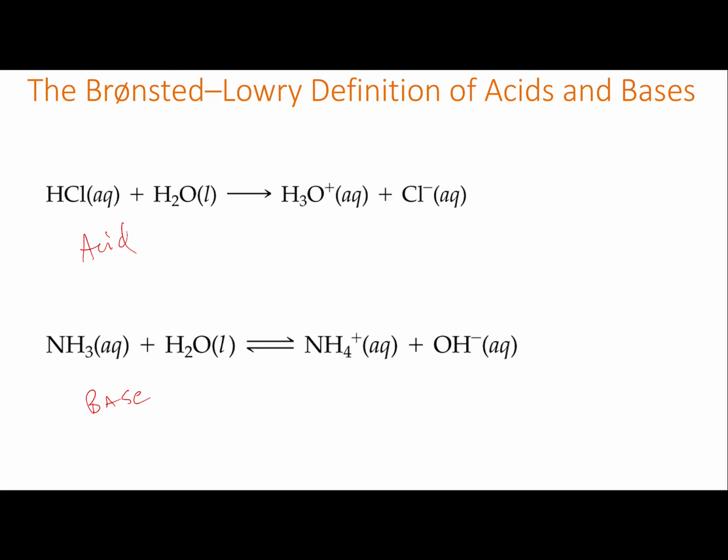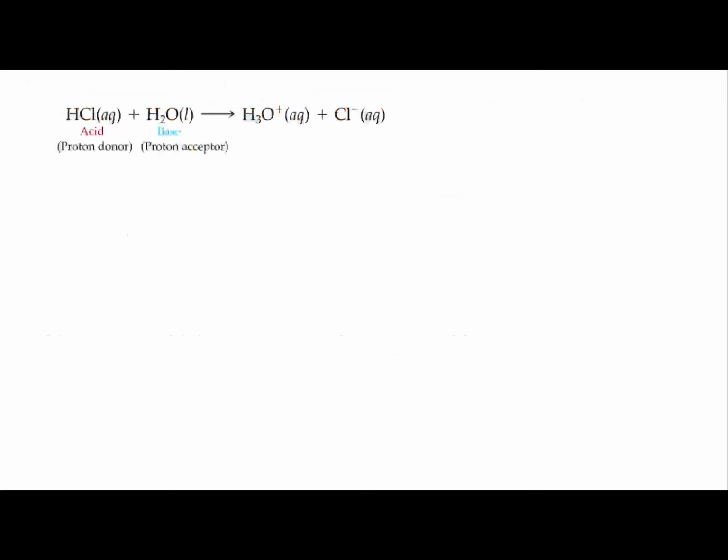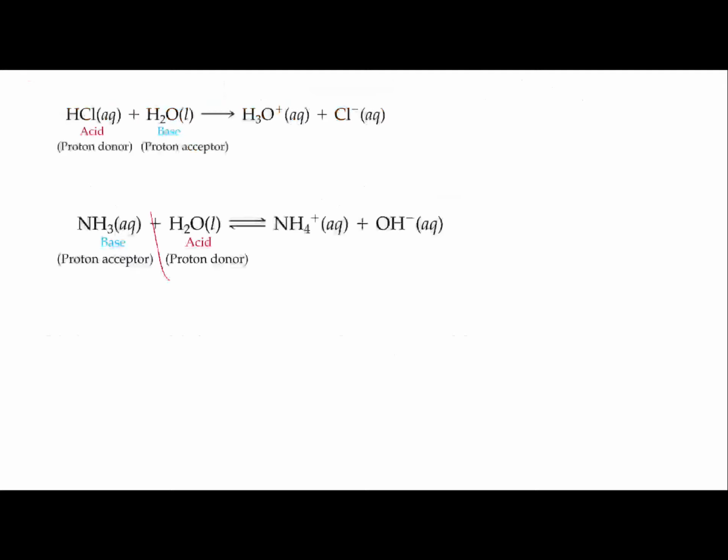Now, forward and backwards directions can also happen. So let's take a look at that. In the Bronsted-Lowry definition, these acid and base reactions always occur together. So in the reaction between HCl and water, HCl is the proton donor, and water is the proton acceptor. And in the one between ammonia and water, the water was the proton donor, and ammonia was the proton acceptor. I want to point out that water was a base in one reaction and an acid in the other. So sometimes water acts as an acid, sometimes water acts as a base.